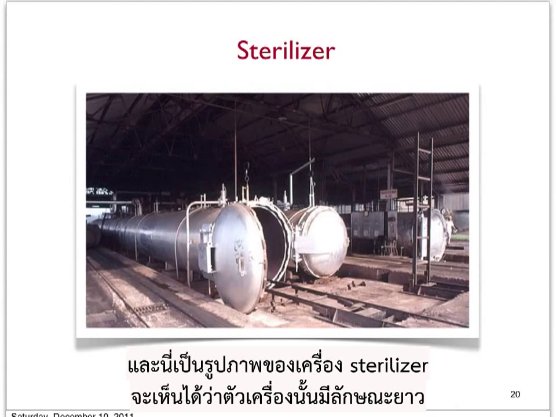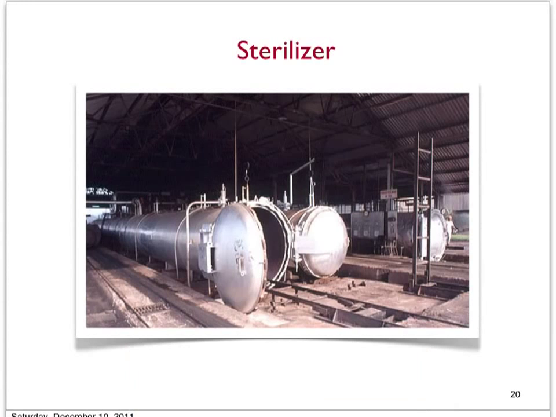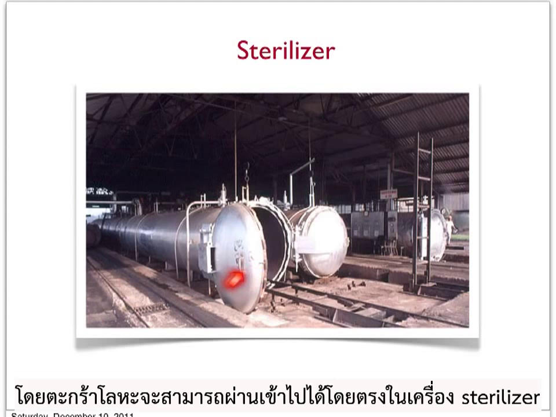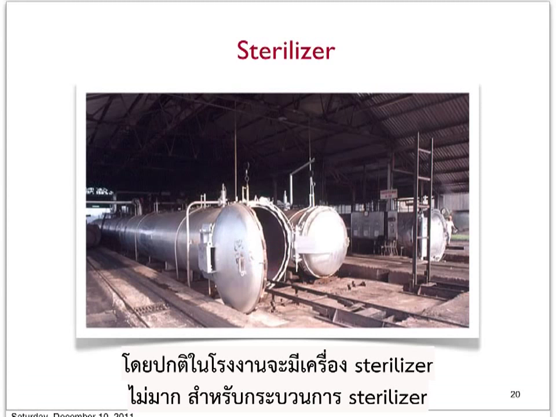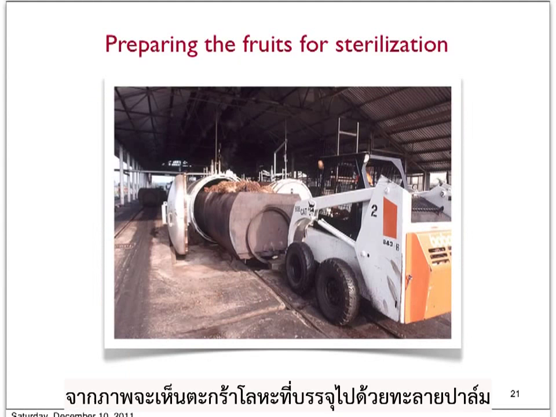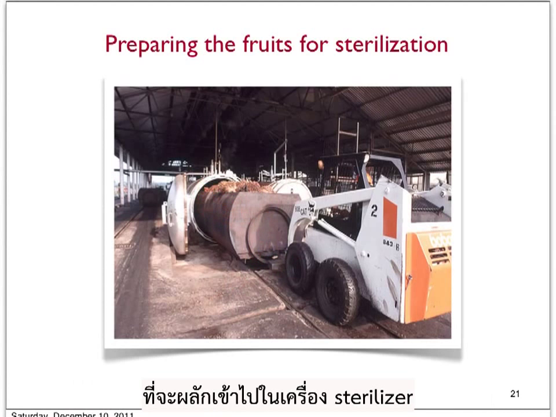And this is the picture of the sterilizer. You can see the long barrel of the sterilizer, and the door here, and this is the rail where the metal cage will come in from this direction and will be pushed into the sterilizer. So typically in the factory you can have a few sterilizers for the sterilization process. And in this picture you can see the metal cage containing the fruit bunch being pushed inside the sterilizer.